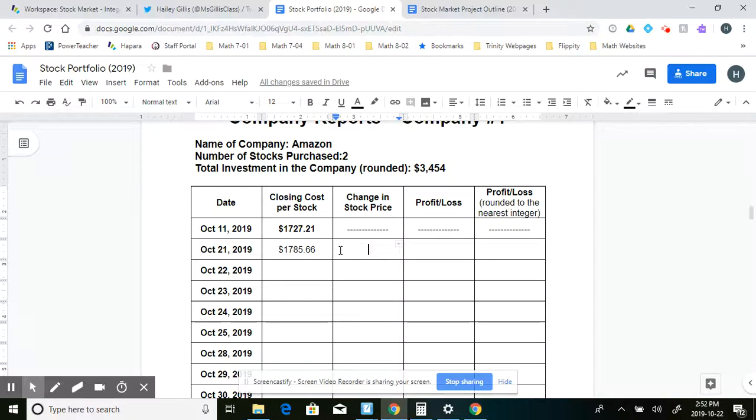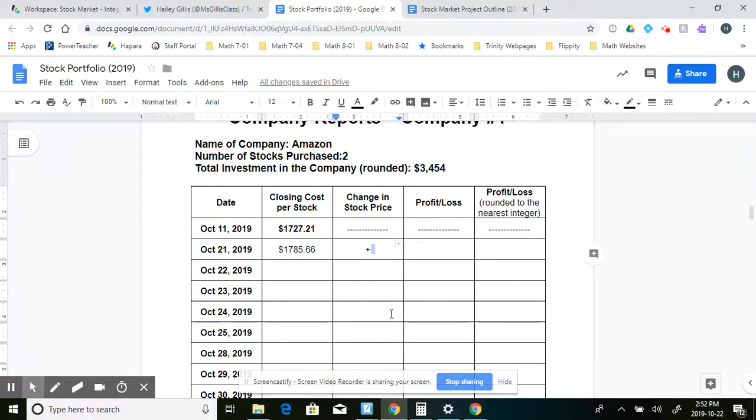So once we have that information, we need to figure out how much it's changed in our stock price from the previous entry. So if this number here has gone up from the previous entry, so if this number is larger than this one, then we know that we had a profit. We made money off of our stock. If this number is less than the number that came before it, then we've unfortunately lost money on that stock. So good for us, Amazon is, this number is larger, so Amazon has made money.